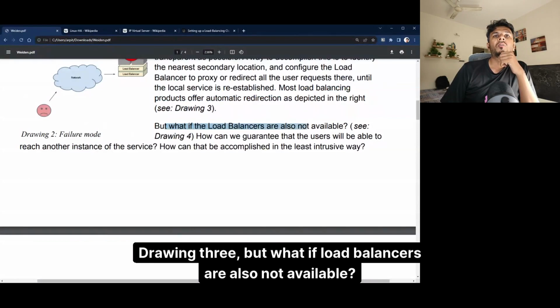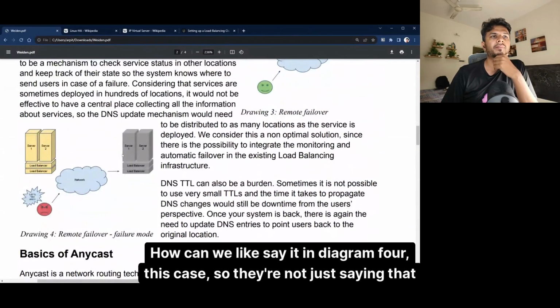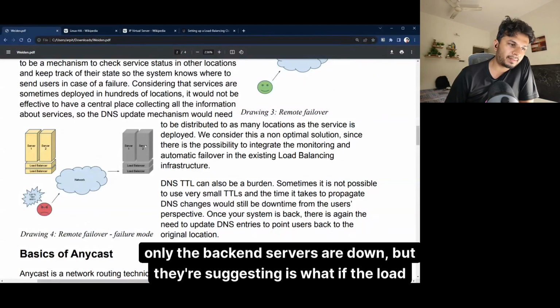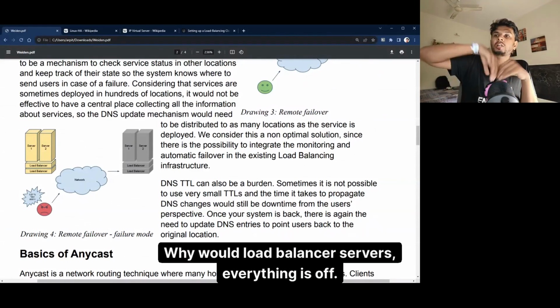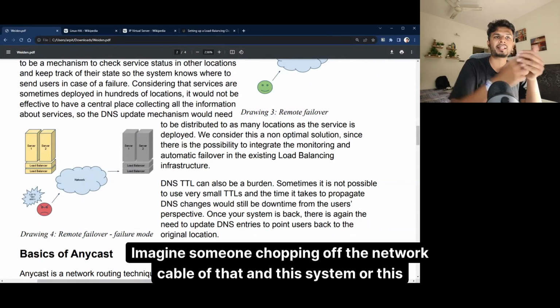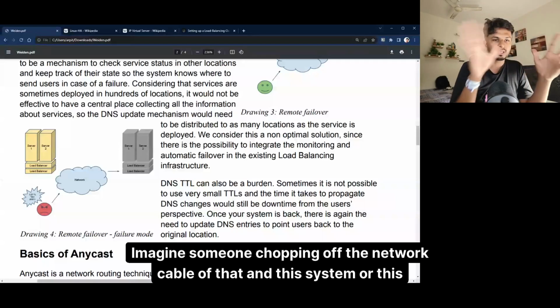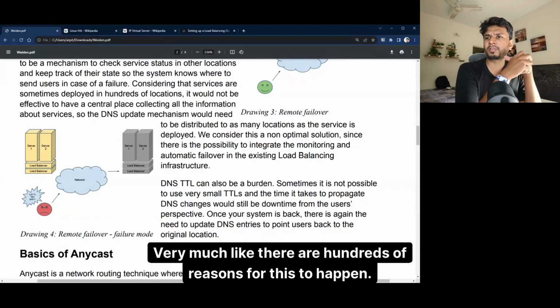Drawing 3. But what if load balancers are also not available? Right? How can we handle this, like said in diagram 4? So they're not just saying that only the backend servers are down. What they're suggesting is, what if the load balancer on this site is also down? Why would that happen? Why would load balancer servers, everything be off? Imagine someone literally plugging out the power supply of that site. Right? Imagine someone chopping off the network cable, and this entire site became isolated. There are hundreds of reasons for this to happen.